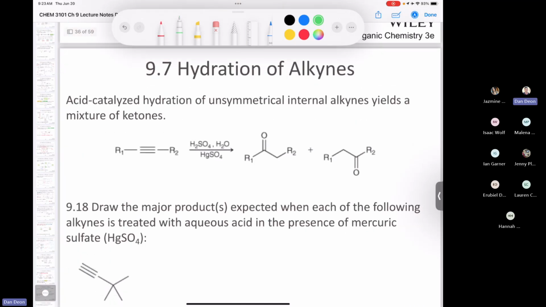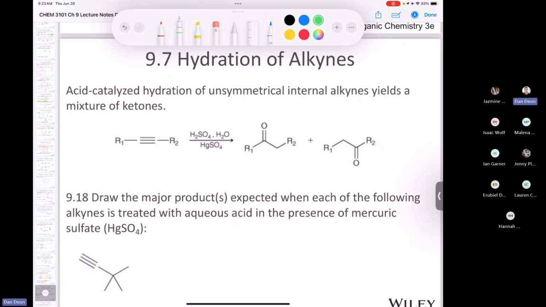Now, what if you have an internal alkyne? Well, there's no hydrogen attached to this carbon, and there's no hydrogen attached to this carbon, so there's no such thing as Markovnikov addition. We could say here Markovnikov does not apply in this specific case. And so you're going to end up with the carbonyl on either one of those carbons, and you're going to end up with a mixture. There's nothing you can do. You can't avoid getting a mixture. Maybe you could separate them, maybe not. I guess it depends on the situation.